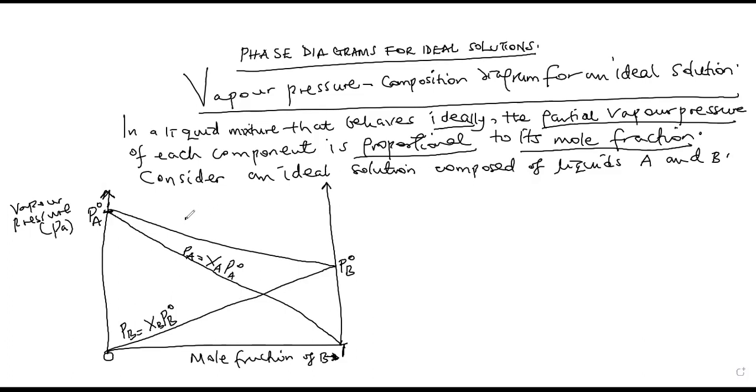Then here I'll have P total. And this total is equal to partial pressure of A plus partial pressure of B. Okay. So here we shall have liquid, and then we shall have vapor. So this is the vapor pressure composition curve for an ideal solution.